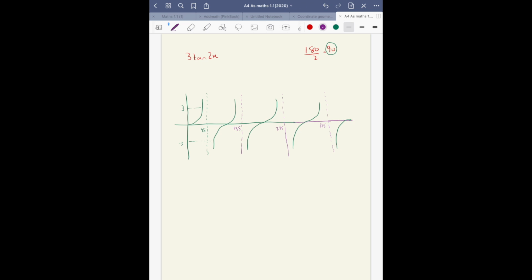If it would have been plus 1, then just shift the graph one up. And it is the green graph. Got this? Now, let's do this one. 2 tan 3x. Just draw till 180.